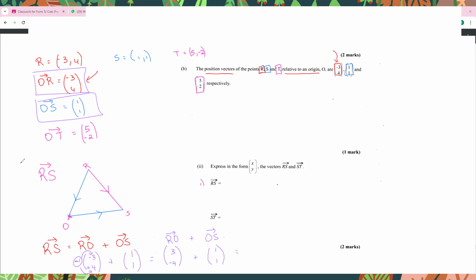So remember, when you're adding or subtracting vectors, you add the corresponding elements, or the ones in the same position. So 3 plus 1 is 4. -4 plus 1, that will be -3. So my answer, which will be the instructions from R to S, would be 4, -3.